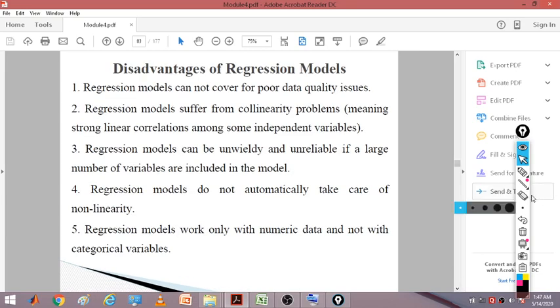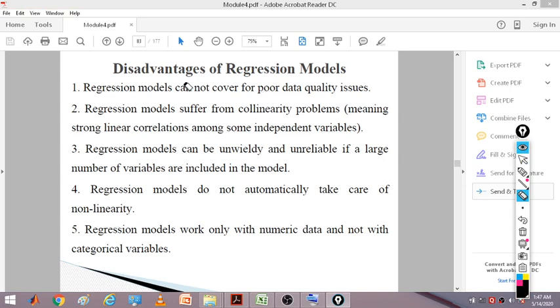Okay, now the disadvantages of regression model. A regression model cannot cover for poor data quality issues. If your data quality is not good, then the prediction accuracy will not be good. So it cannot cover for the poor quality of your data. Your data should be pure enough, correct enough, then only the output is correct. Correct curves you will get and the output will be correct.